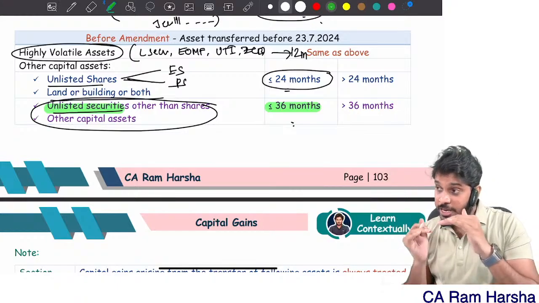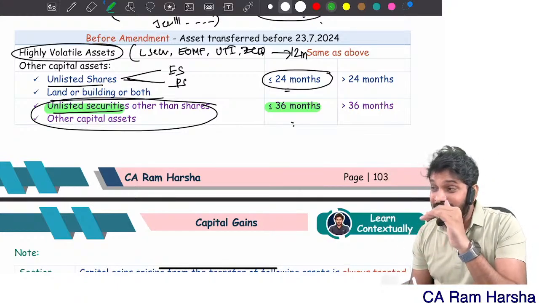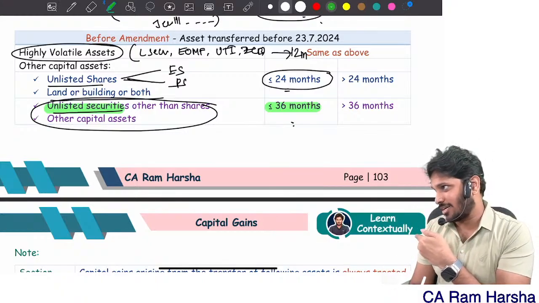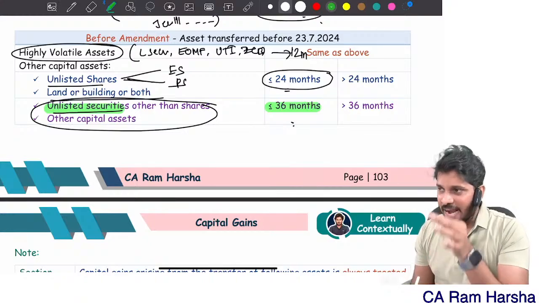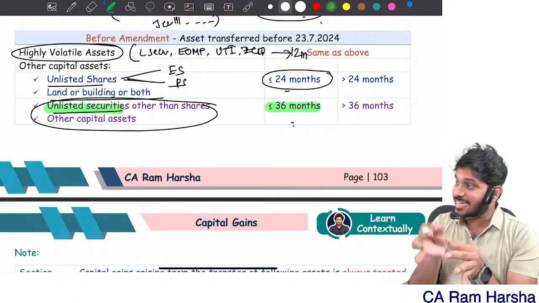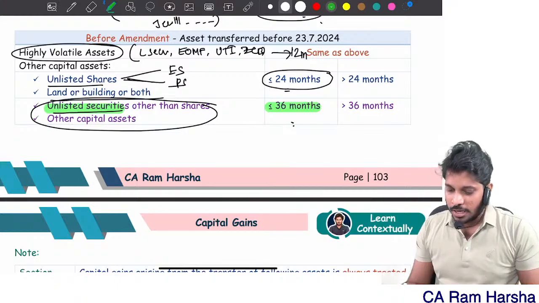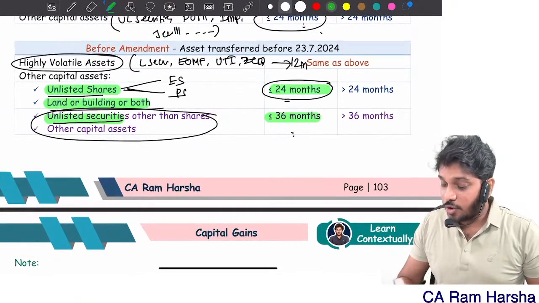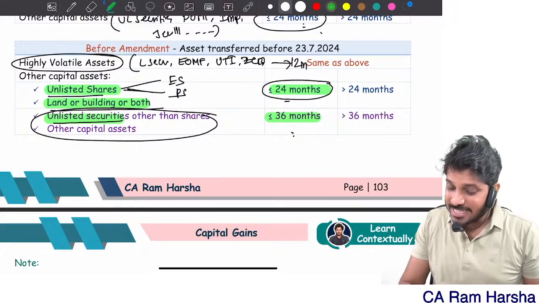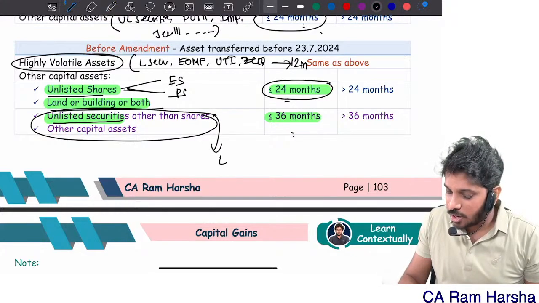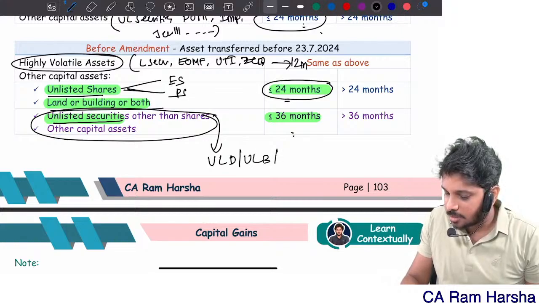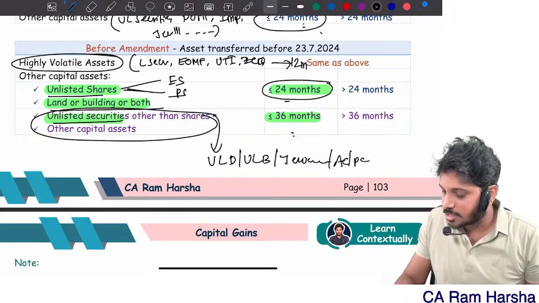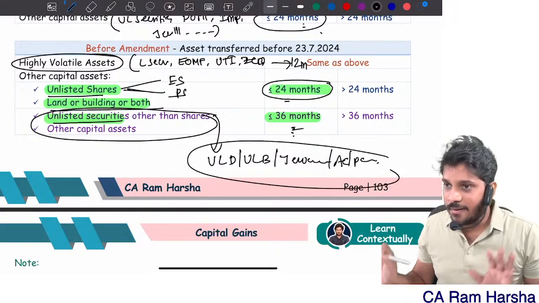Very important: why is the long term and short term classification important? Because the tax rate is decided accordingly. You should decide whether an asset is long term or short term because the tax rate matters. Now, very simple. Unlisted shares, land, building or both: what is the criteria? 24. Remaining assets means what? Unlisted debentures, unlisted bonds, jewelry, archaeological collections, paintings, drawings: for all of these, straight away 36.